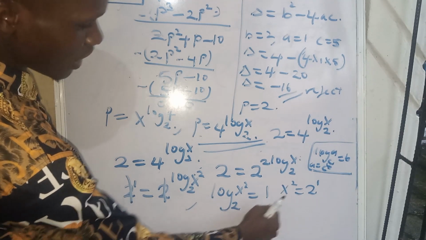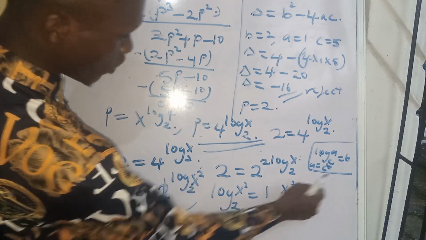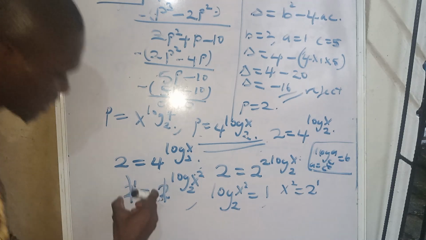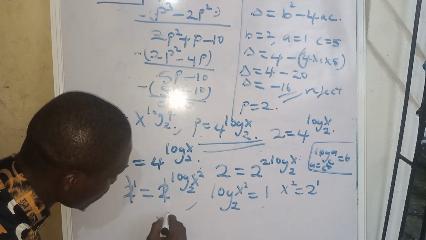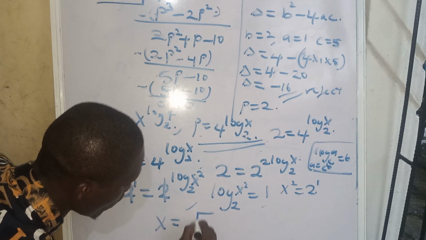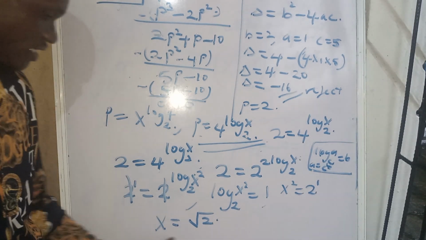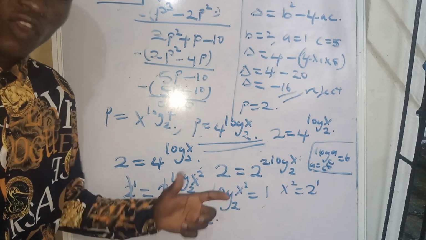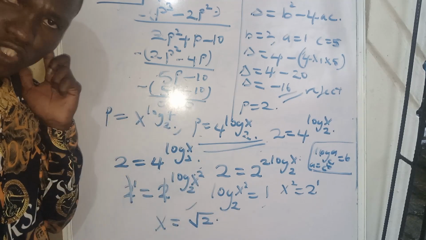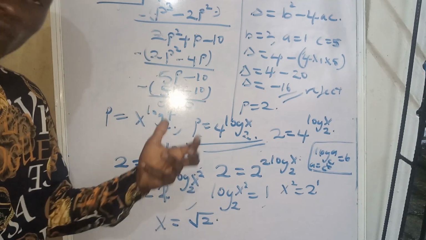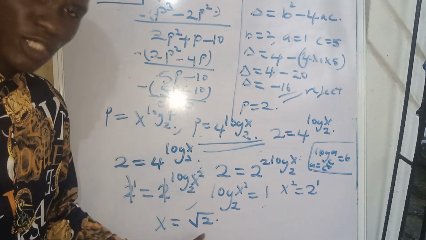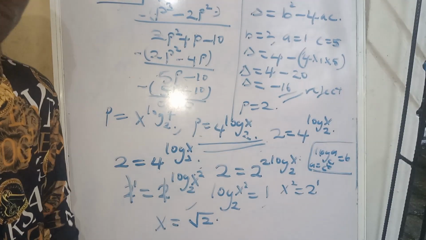So we now have x squared is equal to 2 to the power of 1. If you are looking for x, then x is the square root of 2. So this is the value for x. Recall I said we are going to plug the value of x into our question to see whether the value of x is correct. So let's plug it into the question.